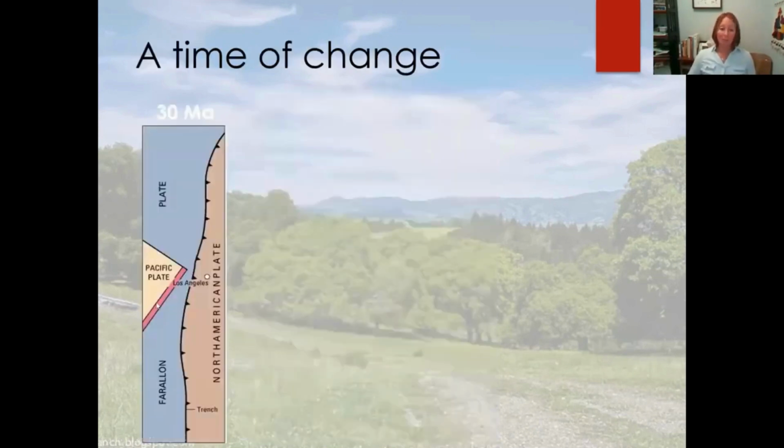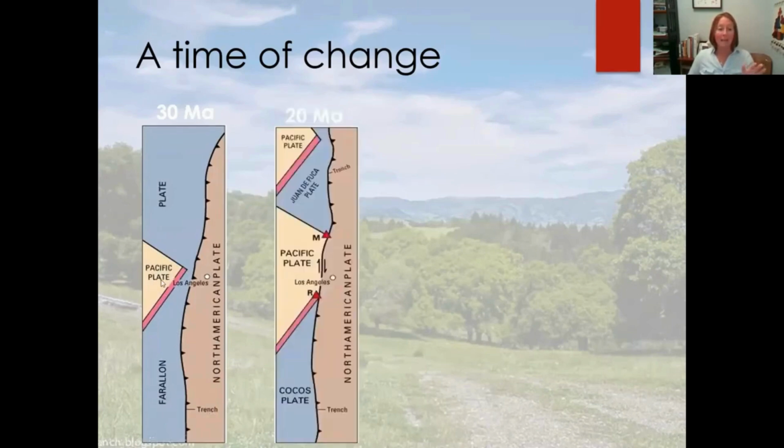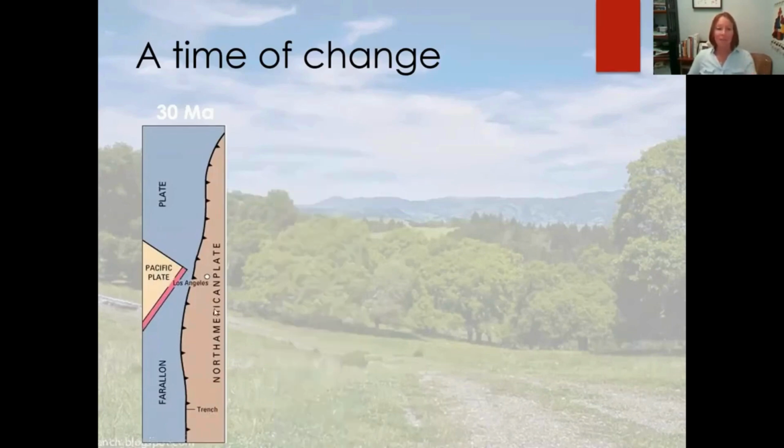Now, 30 million years ago, the color is different because it's a different author, but again, the double line is the mid-ocean ridge segment. The single line is the transform boundary. The blue is the Farallon plate. The tan is the Pacific plate, and the brown is the North American plate. So that corner is just about to intersect the subduction zone.